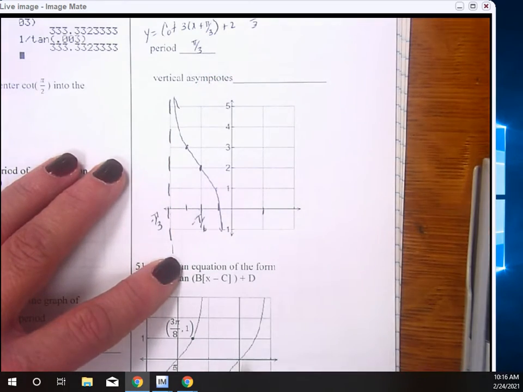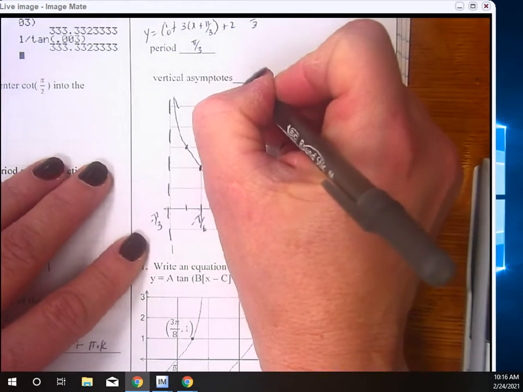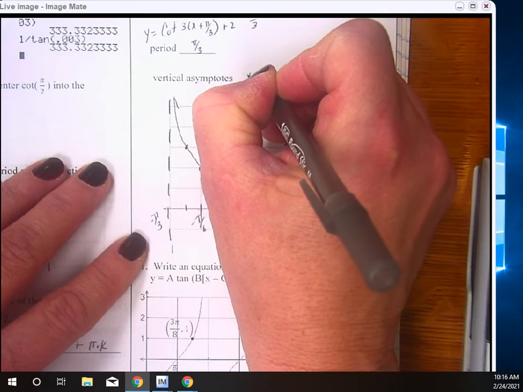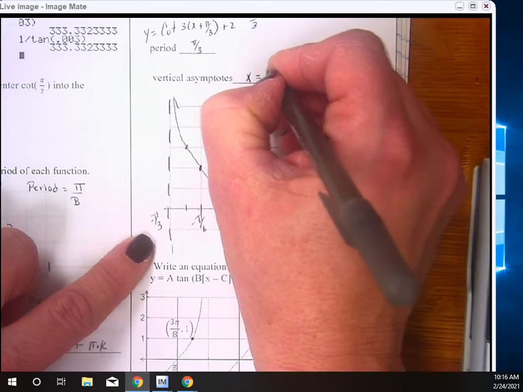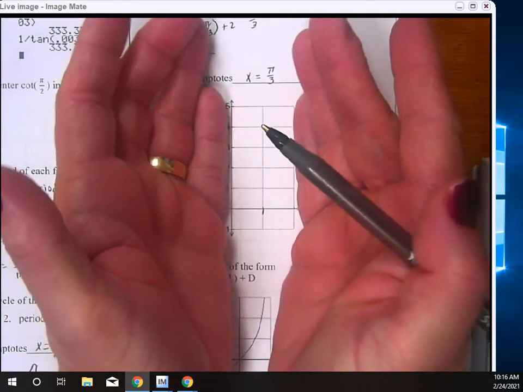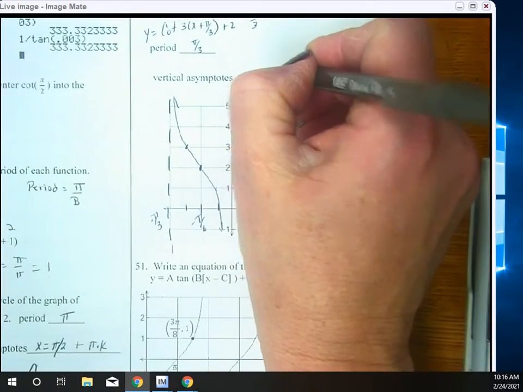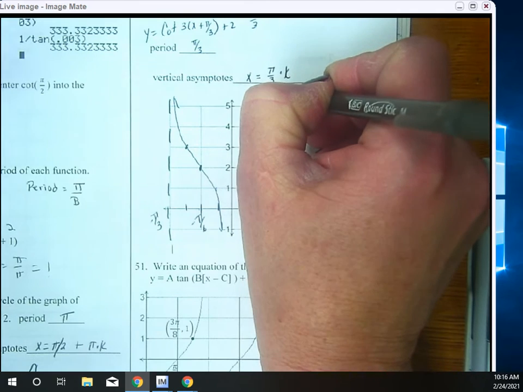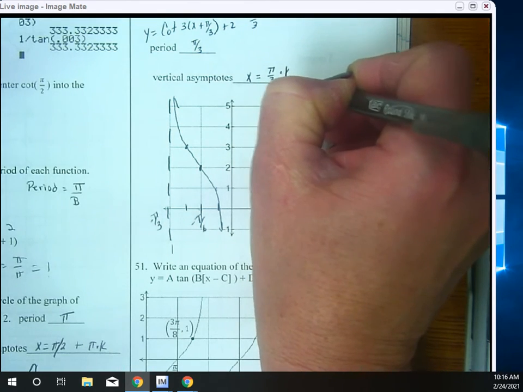Now, my vertical asymptotes are going to be x equal to that pi over 3. And I realize you say that that's a negative, but it's going to start going over again, pi over 3 times k, where k is an integer.